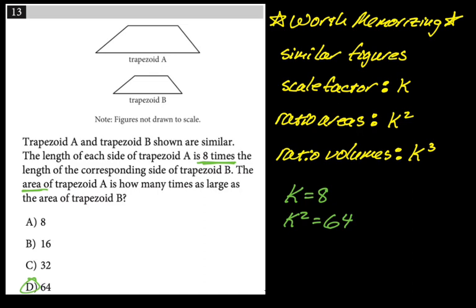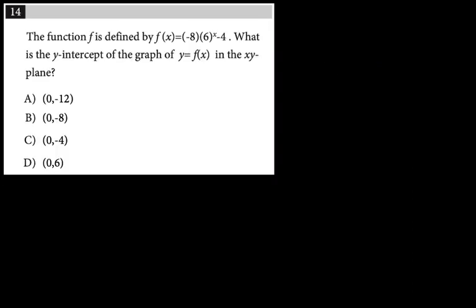All right, let's take a look at the next problem. The function f is defined by f of x equals the quantity -8 times 6 to the x, minus 4. So that x only goes with 6. I believe that's what they're testing here, if you know how to read that, because what they're about to ask you is what is the y-intercept of the graph?